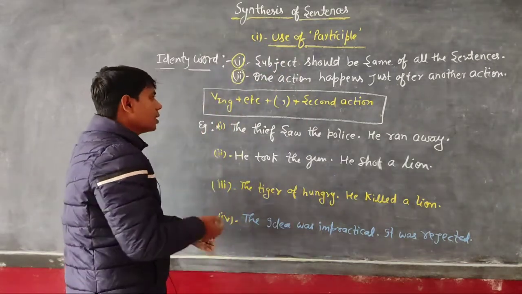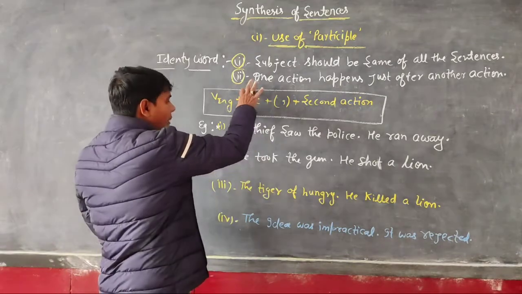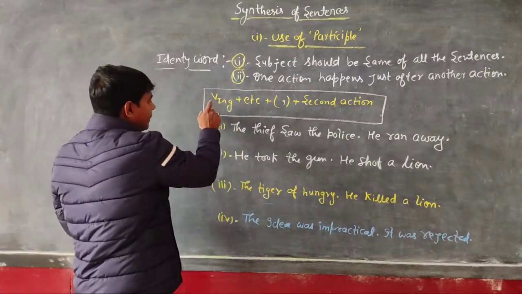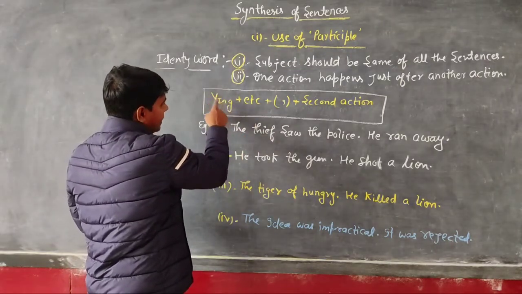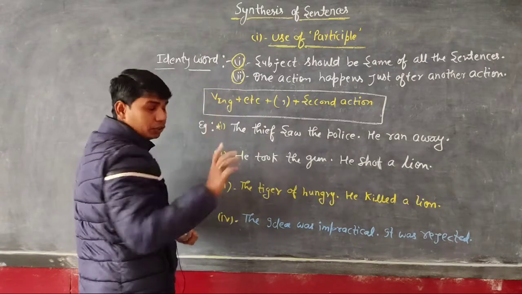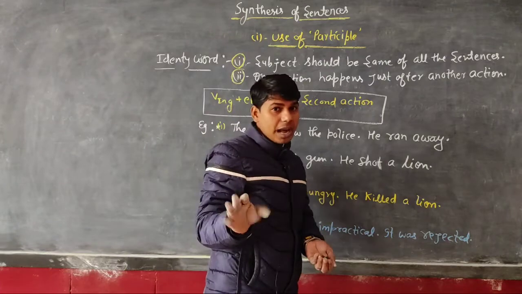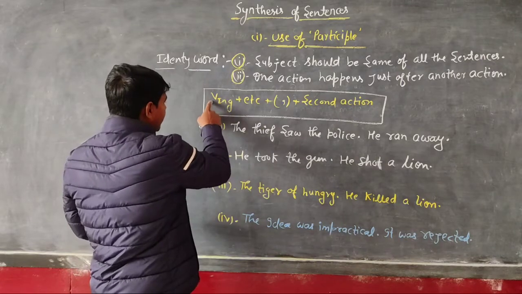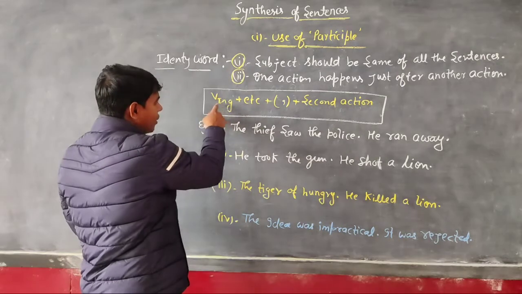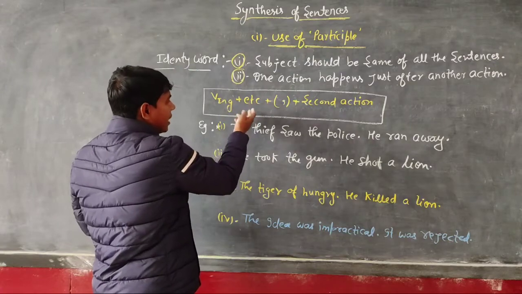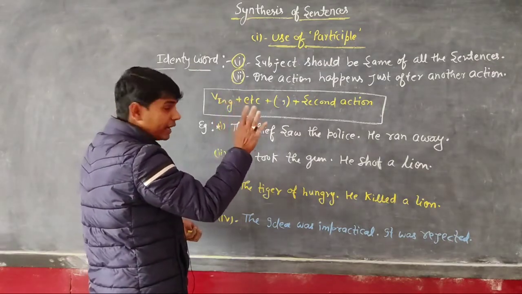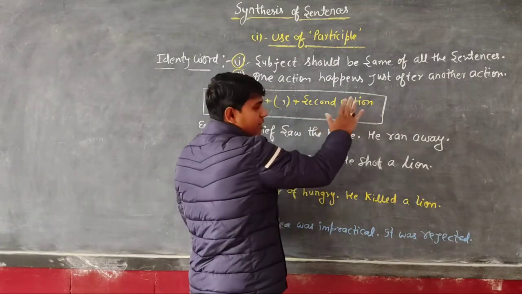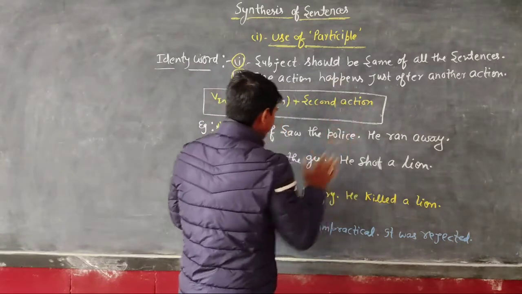Okay. So I have a formula, I have a structure. Very first we will mention the first form of the verb and ing. This is a participle. You know very well, I have taught you participle. The ing form of the verb represents participle. So we add ing to the first form of the verb, and after that etc. Etc means other words of the first action. Then we put a comma, and after that the second action is mentioned as usual without any change.